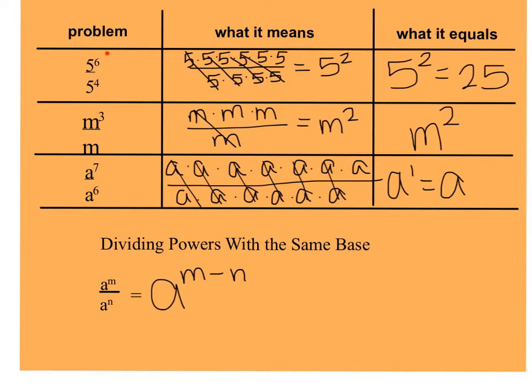And the shortcut is to just take those exponents and subtract them. But that is only working because, again, our bases are the same. And that makes our rule for dividing powers with the same base be that you subtract the numerator's exponent minus the denominator's exponent, and you keep your base. And that's how you simplify with dividing powers with the same base.